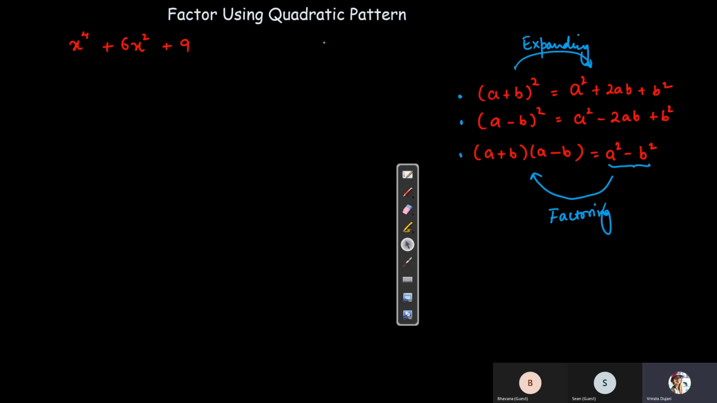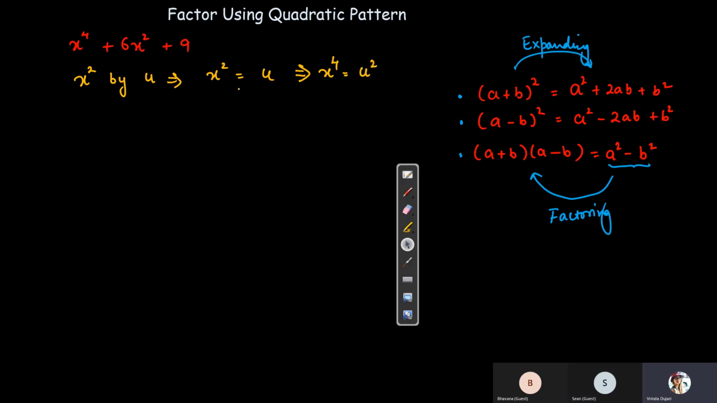As the topic says, factor using quadratic pattern. So I will make some substitution. You guys must be remembering this. Right now, this is a quartic expression. I will substitute x squared by any other variable, let's say u. So that means x squared is u. So what will be the value of x raised to 4? If x squared is u, then x raised to 4 will be u squared.